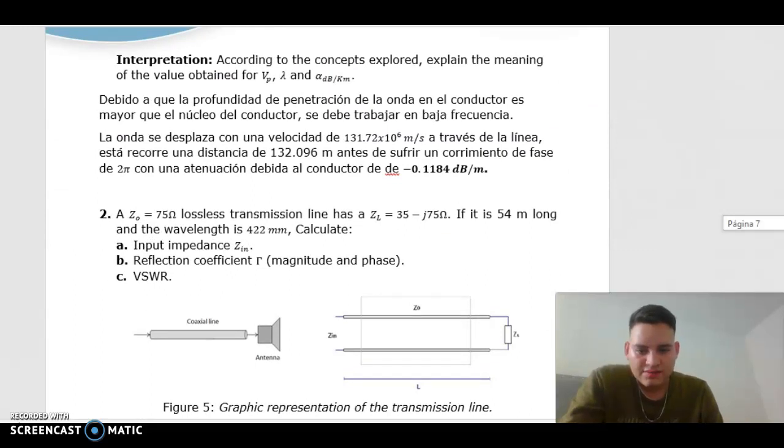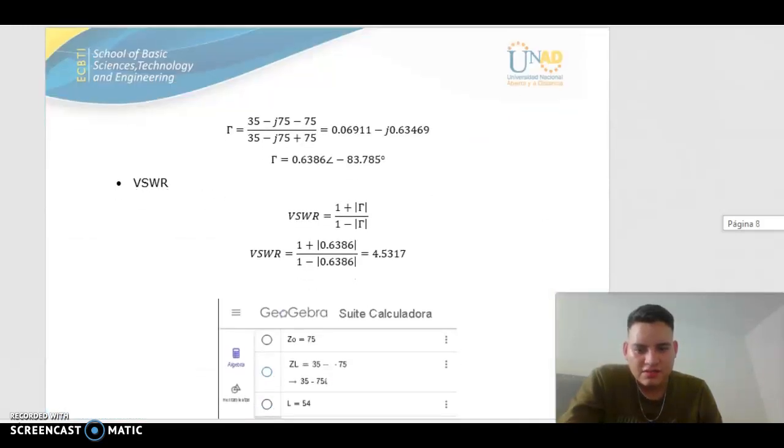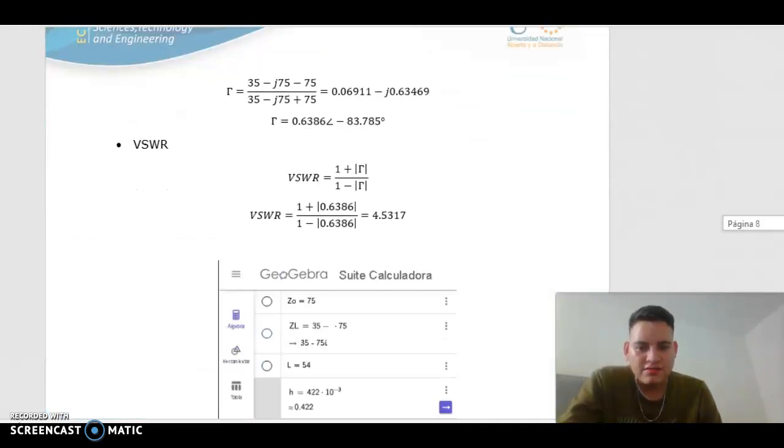We have the lossless transmission line, input impedance, reflection coefficient, VSWR.